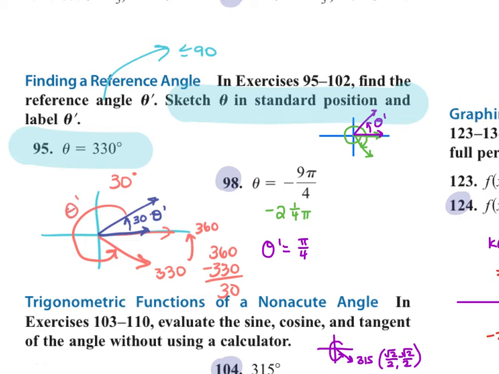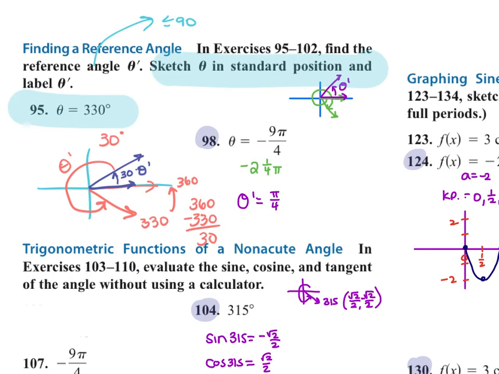Theta prime should always be in the 1st quadrant. So if you are graphing that reference angle anywhere else, it's wrong. Okay, your reference angle should always be in the 1st quadrant. If it's one of your 4 pi over 3s, pi over 6, pi over 4, pi over 2, your reference angle is always whatever that pi is over the denominator. So even though this is a negative 9 pi over 4, the reference angle would still be pi over 4.